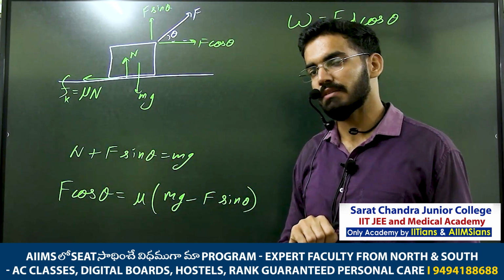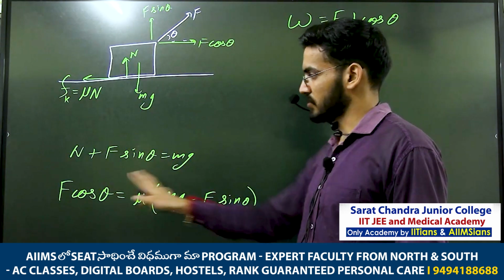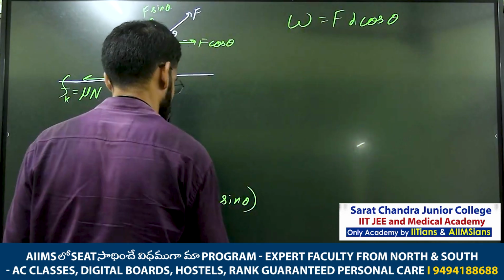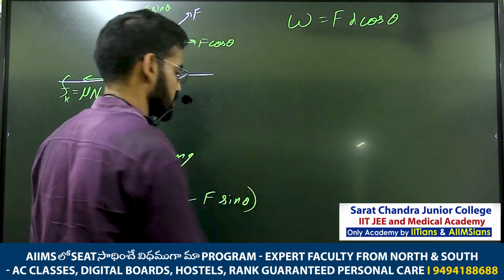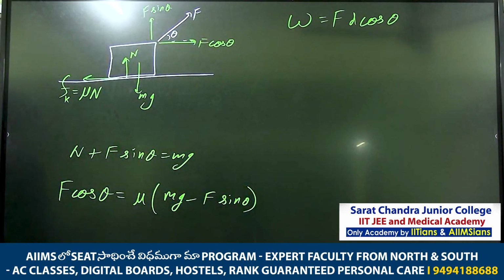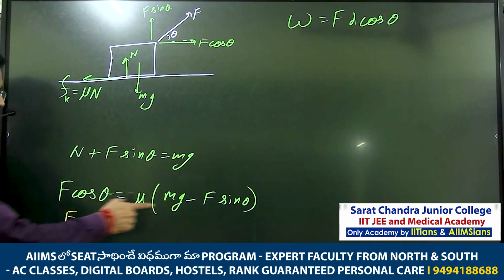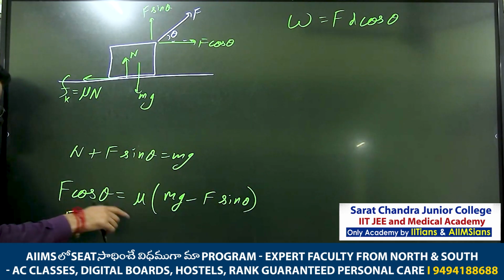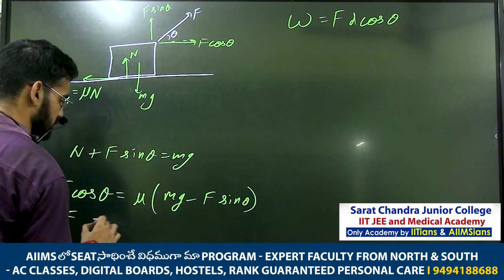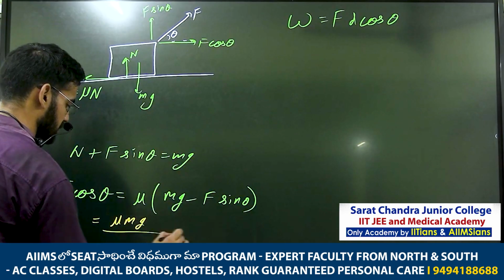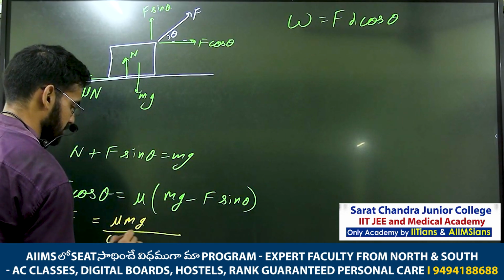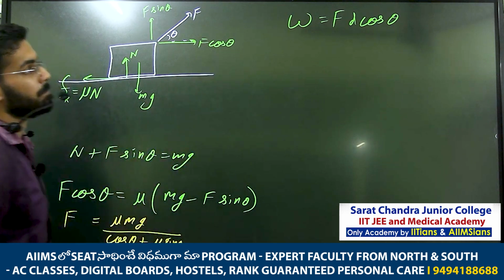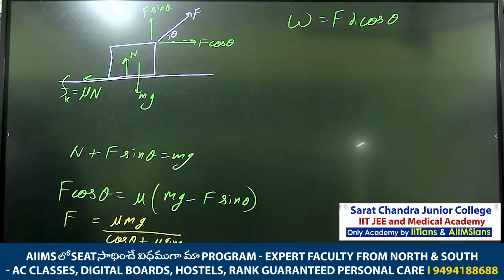How will you get the F? Multiply it inside. Bring this quantity that side, take F common. F cos theta is there, and from here mu into sin theta will come with positive sign, right? So cos theta plus mu sin theta, divide that side. So F equals mu mg by cos theta plus mu sin theta. Put it there. Answer came. Okay? That's it.